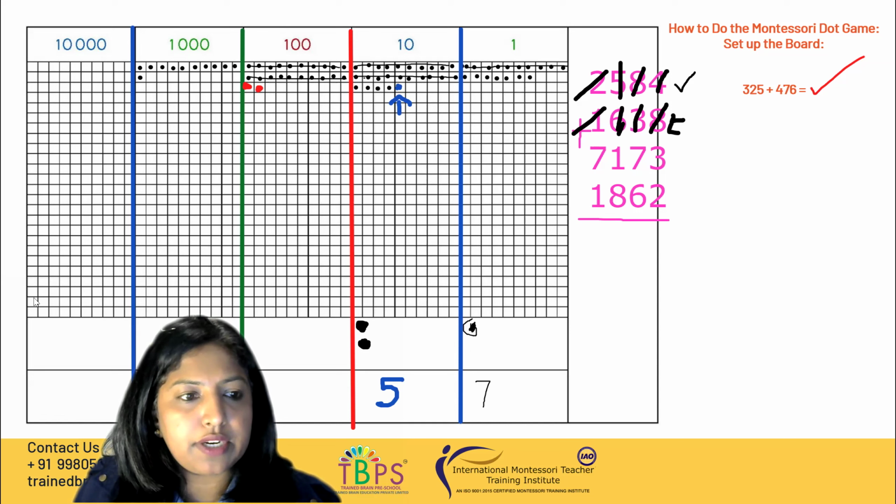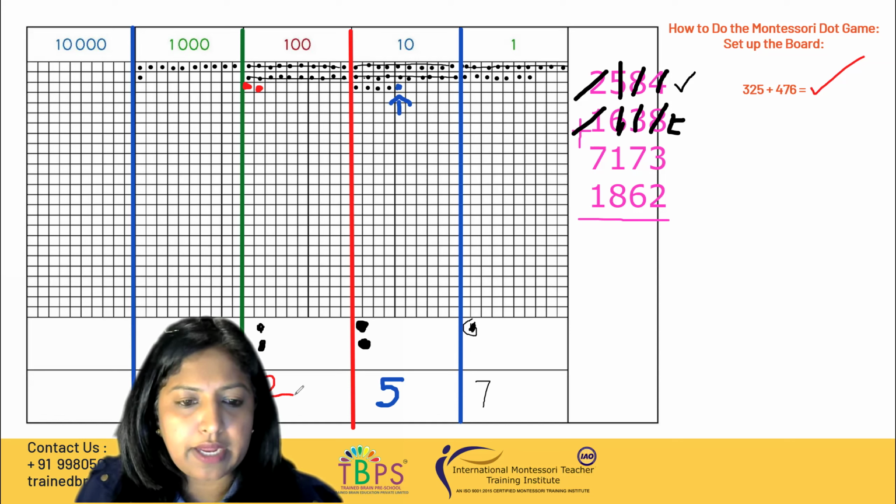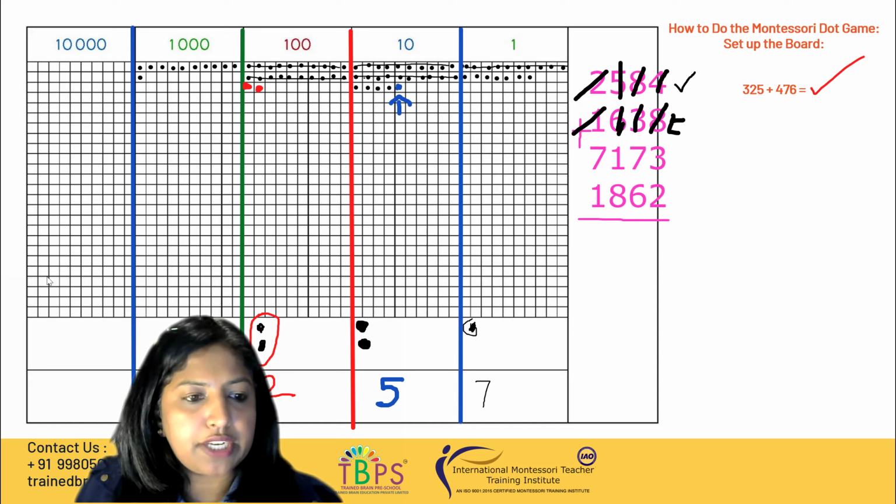Since it is 200, what should I do? I mark my 2,000 dots. Okay, how many hundreds are remaining? Only 2 hundreds were remaining, so I write 2. But since I had this as a replacement, what should I do? I take my green pencil and I would mark it in my thousands column.